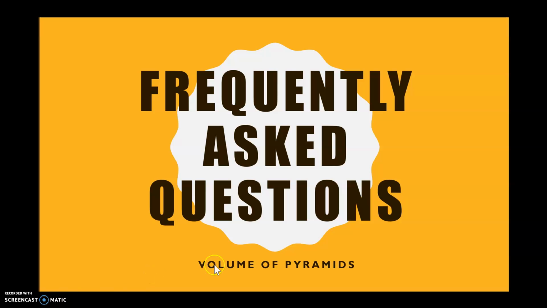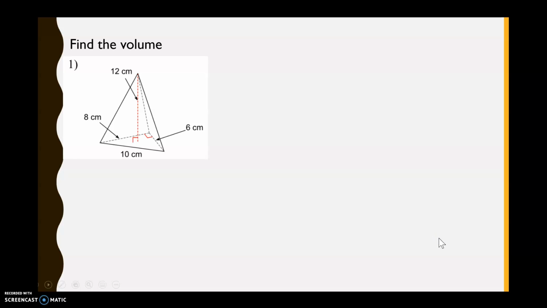Hi guys, a couple of questions with your volume of pyramids assignment. The first one is with number 1. So your volume is going to be equal to 1/3 of big B times H, where big B is going to be the area of your base. Well, in this case, my base is this right triangle.